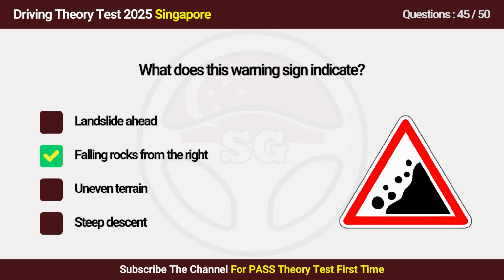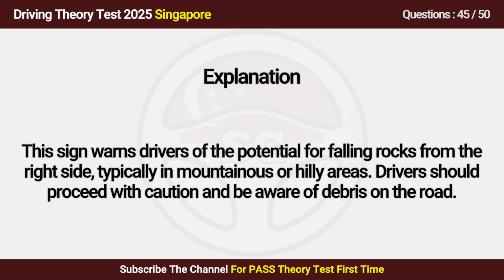Answer is B. Falling rocks from the right. This sign warns drivers of the potential for falling rocks from the right side, typically in mountainous or hilly areas. Drivers should proceed with caution and be aware of debris on the road.